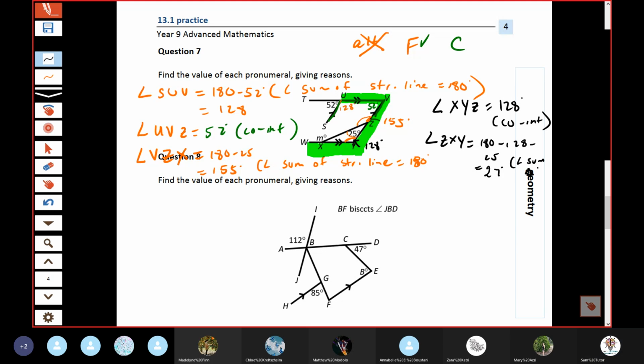Angle sum of a triangle. Now that you know this one's 27, you're very close. M equals 153. Reason: angle sum of a straight line. All right, so you can see by just doing that, we started all the way here.